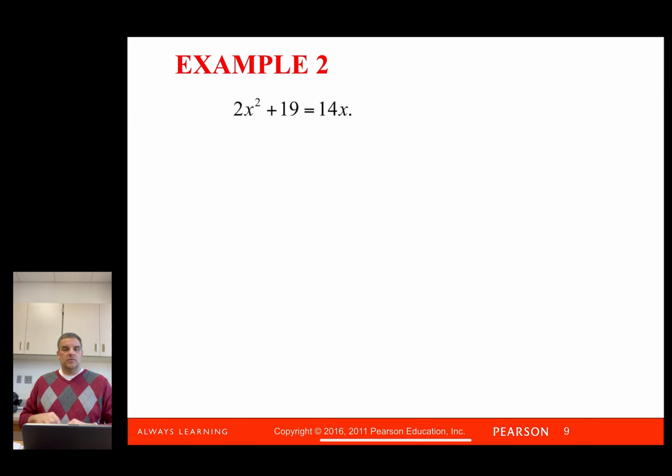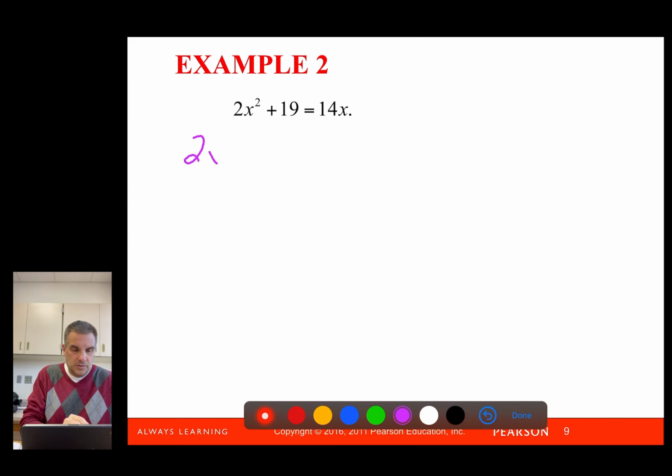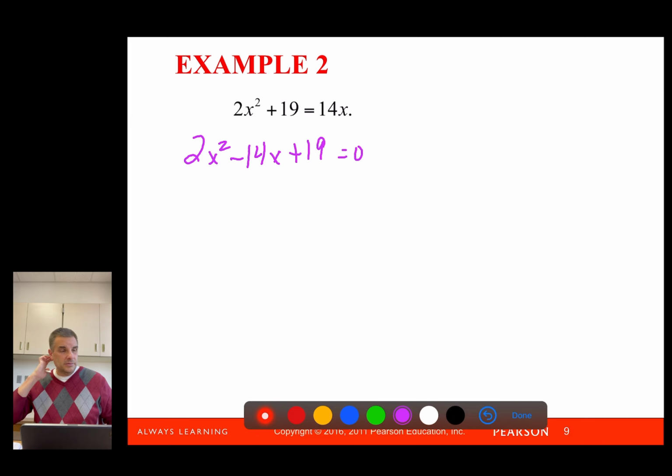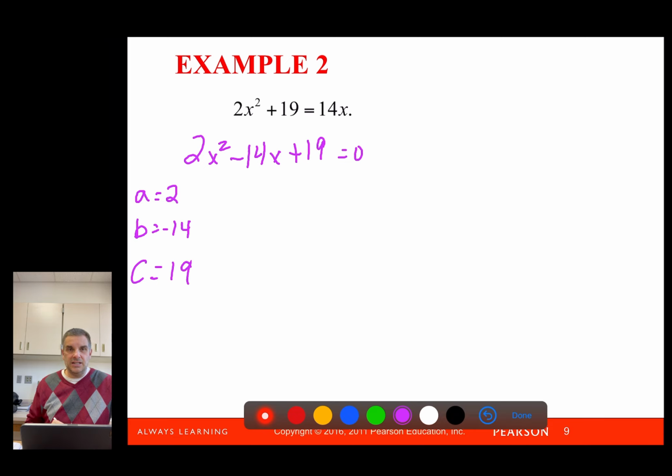So the next one, we've got 2x squared plus 19 equals 14x. So in this case, it's not equal to 0. So anytime you're using the quadratic formula, step 1 always has to be to make sure it's quadratic, and then set it equal to 0. So we're going to move the 14x to the left-hand side. So this would be 2x squared minus 14x plus 19 equals 0. I can list my a value is 2, my b value is negative 14, c value is 19.